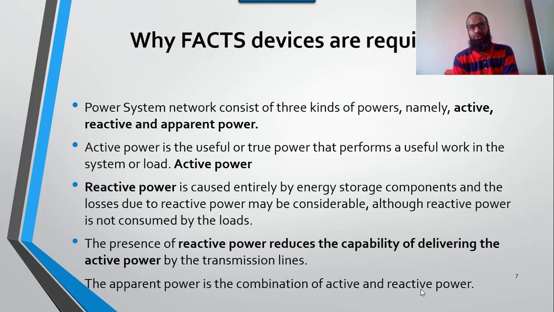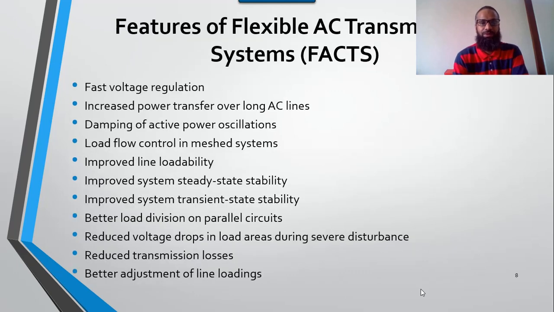Similarly, the apparent power is the combination of the active and the reactive power. So if we reduce the effect of the reactive power, then the overall power is almost equal to the active power, which is the main useful power which is required by the power system.